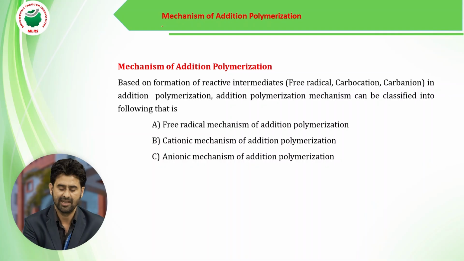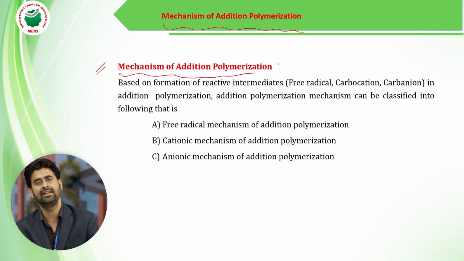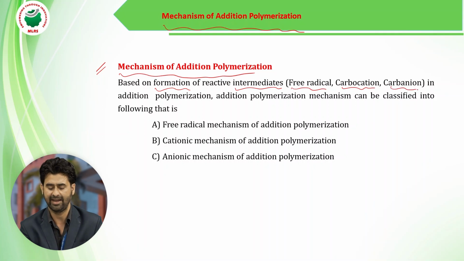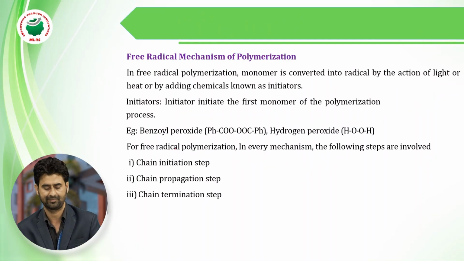Now we will discuss the mechanism of addition polymerization. What is the mechanism of addition polymerization? It is based on the formation of reactive intermediates like free radicals, carbocation and carbanion. Addition polymerization can be classified into the following types. The first one is free radical mechanism, second is cationic mechanism, and third one is anionic mechanism.